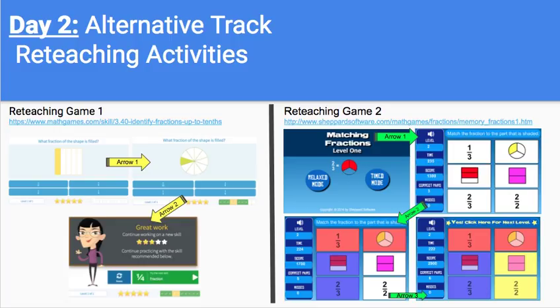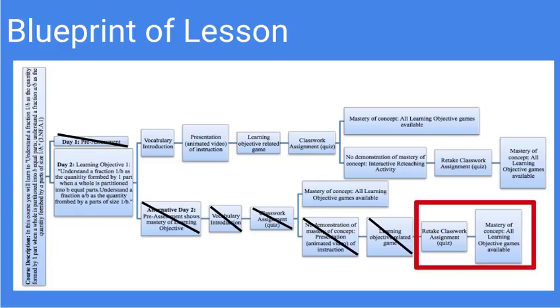Students will be directed to complete this activity under the same circumstances as the students who did not demonstrate mastery in track 1. They will complete the first game shown on the left of the screen and then have the opportunity to play the timed matching game on the right of the screen up to 3 times before continuing on. Once the students in the alternate track complete all of the reteaching activities, they will have access to all of the learning objective games.